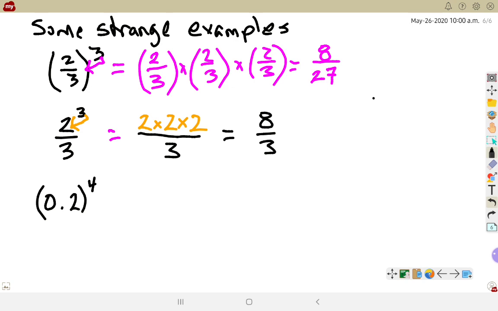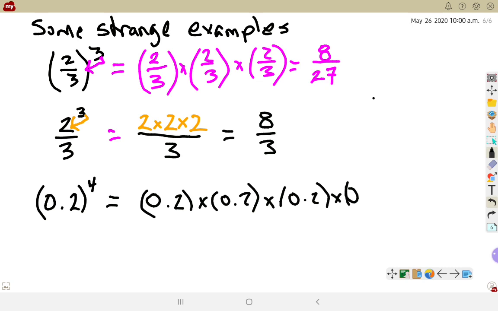Okay, now for something like a decimal, if I've got 0.2 to an exponent of 4, that would be 0.2 times 0.2 times 0.2 times 0.2. And it was in the brackets, so I included the brackets. Okay. Now the problem with doing that is I now need the calculator to do that calculation for me.